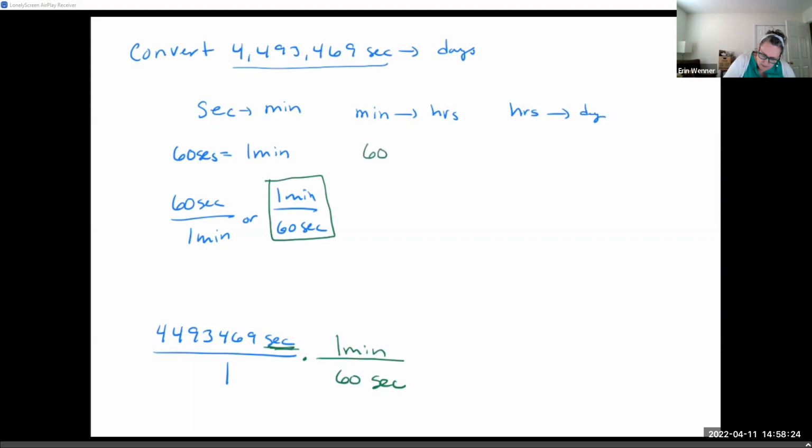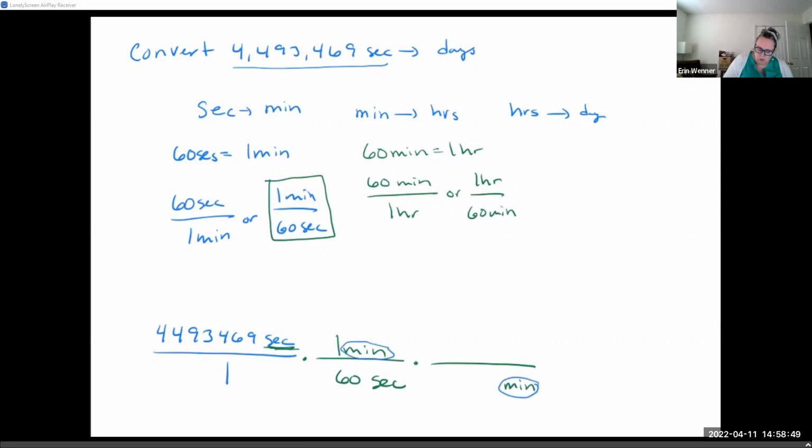My second one, and now I want to go from minutes to hours. So we know that 60 minutes equals 1 hour. So again, we can do 60 minutes over 1 hour or 1 hour over 60 minutes. Again, which factor am I going to choose? Well, I'm going to choose the factor that has the minutes in the denominator because I'm trying to cancel these minutes with those minutes. So which one has minutes in the denominator? The second one does. So I'm going to do 1 hour in my numerator and 60 minutes in my denominator.